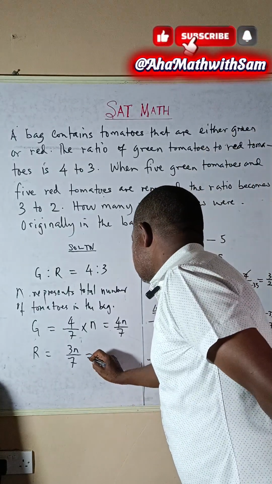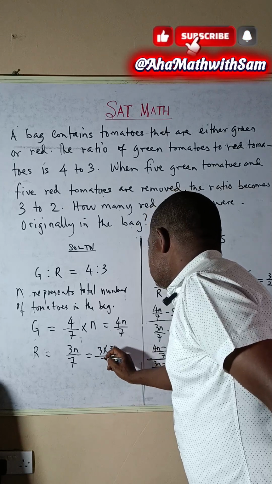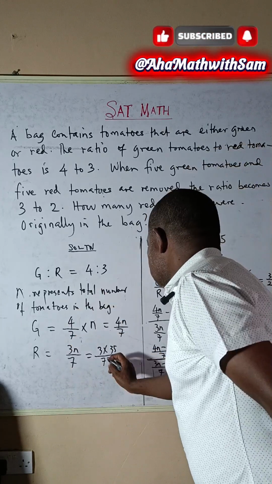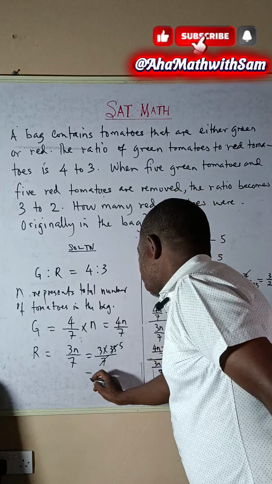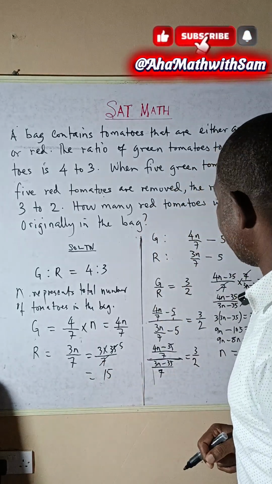So this means there were 3 times 35 over 7 red tomatoes. 7 into 35 is 5. Therefore, there were 15 red tomatoes originally in the bag.